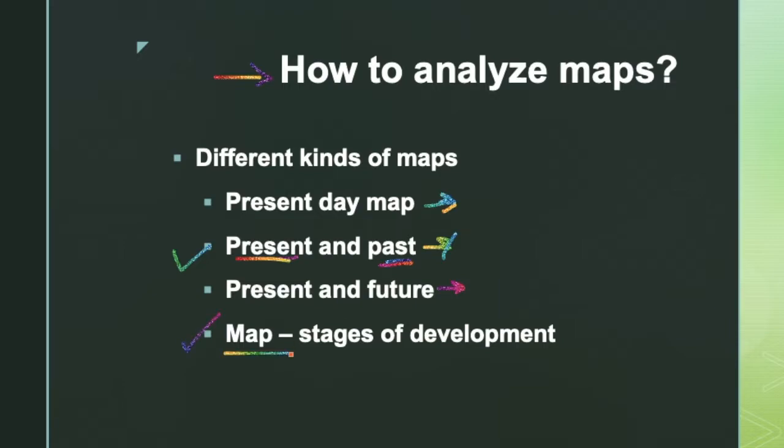Then we have the map that will tell you about the stages of development. So in this case, you will have to rely mostly on past tense as you describe the milestones or the stages of development. Maps usually mostly deal with changes that happened in a place over the given period of time.